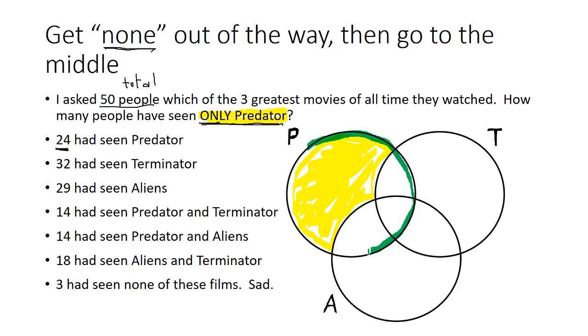This is going to get messy in a hurry. I'll probably erase this right after. We don't want this whole circle. We want just this piece highlighted in yellow that stands for only Predator. Great film. If you haven't seen it, you're missing out.